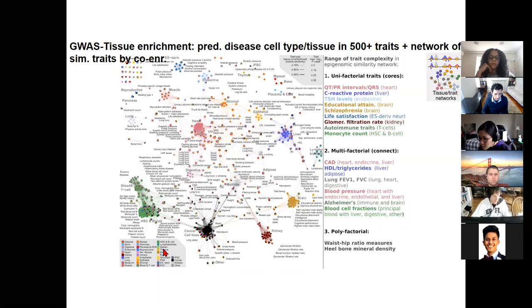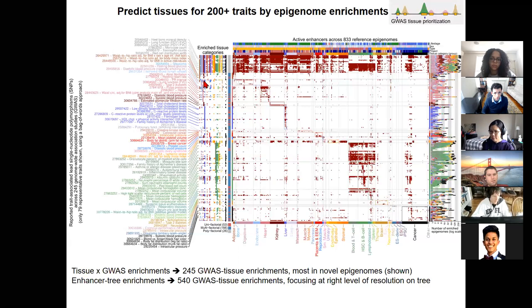But if you see a circle that has multiple components, that basically means that it's associated with multiple tissues. And you can see here, there's a lot of single tissue traits. For example, educational attainment, schizophrenia, you have cholesterol associated with liver, you have filtration associated with kidney, you have cardiac traits associated with heart, you have immune traits associated with immune cells, and you also have AD, Alzheimer's, associated with immune cells. So these are the unifactorial traits that we saw in this picture, which were associated primarily with one tissue.